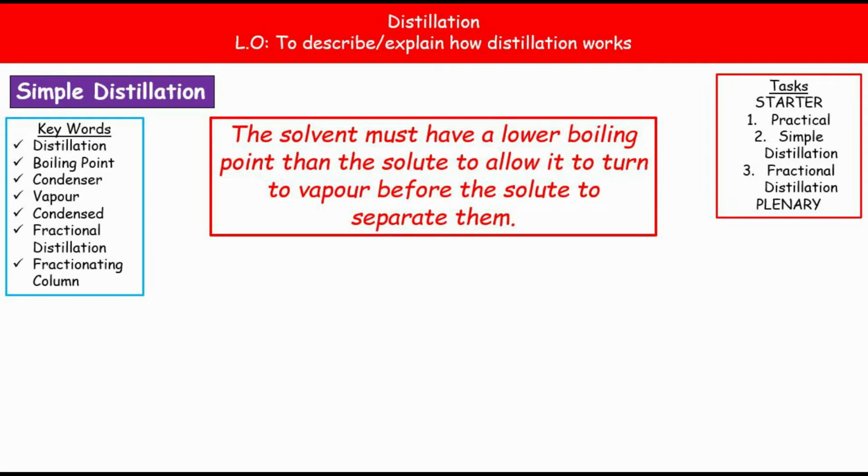Let's check that answer then. Hopefully you pointed out that the solvent must have a lower boiling point than the solute because it has to turn to a vapour before the solute to actually allow this to separate them. If our solute had a lower boiling point than our solvent, then the solute would evaporate first and that wouldn't be any use for us. So what we need to do is have the distinct boiling points, and the solvent must have the lower boiling point to allow the separation technique to actually work.